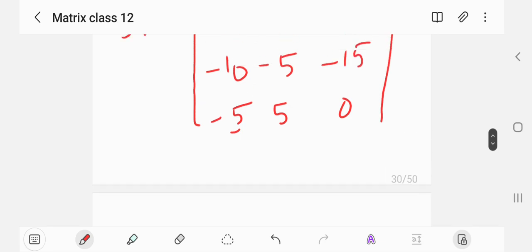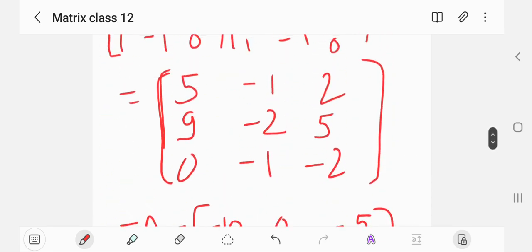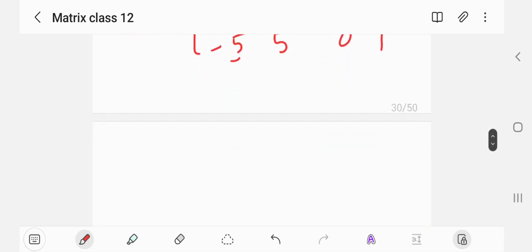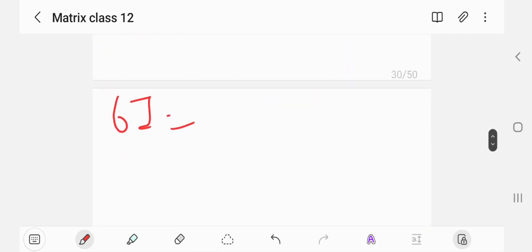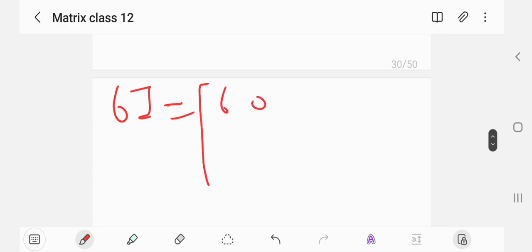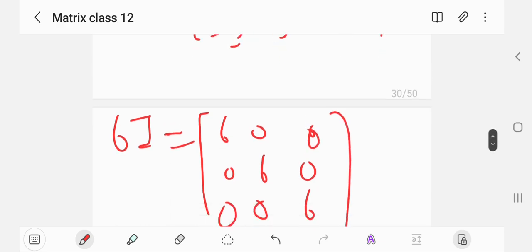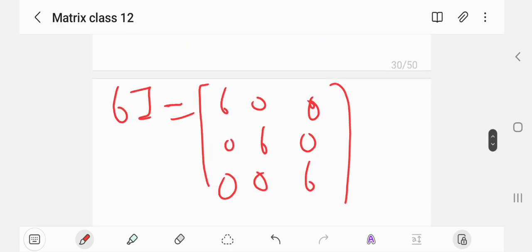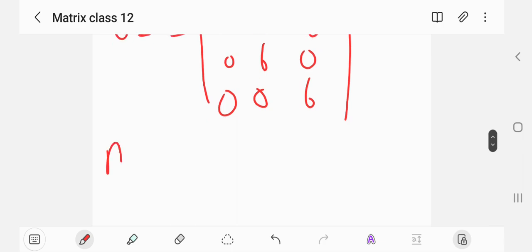Now I have found minus 5A, I have found A square. Now what's remaining? 6I. 6I is very simple. 6I is basically 6 0 0, 0 6 0, 0 0 6. This will become 6I. You know very well how it becomes 6I, right? Now what is the next step? Next step is to add all these, because I have to find the value of this.